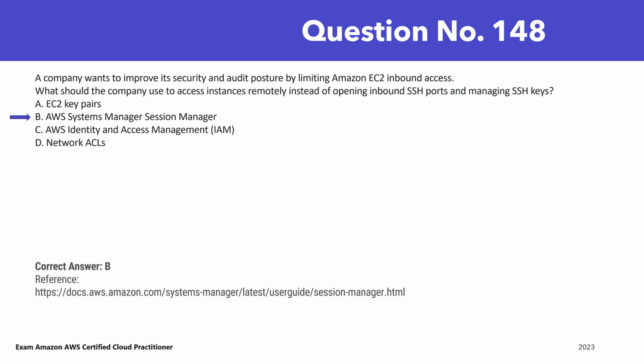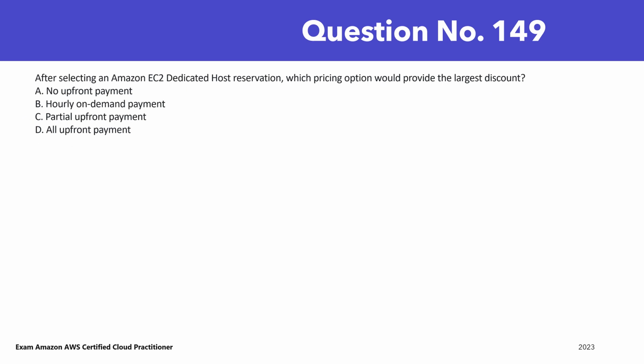After selecting an Amazon EC2 dedicated host reservation, which pricing option would provide the largest discount? A. No upfront payment. B. Hourly on-demand payment. C. Partial upfront payment. D. All upfront payment. Correct answer, D.